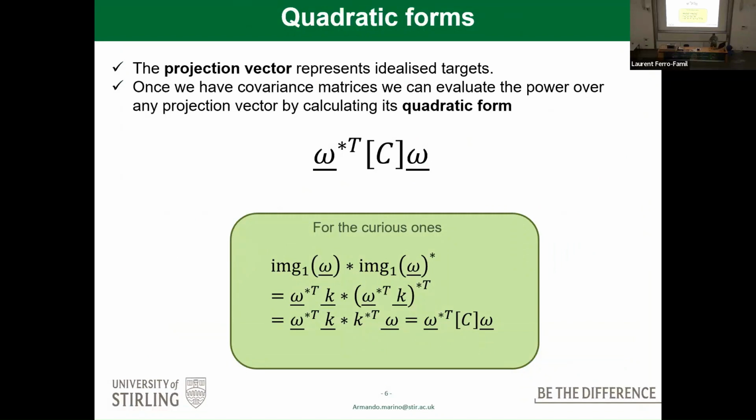The thing that may be helpful for this part of the practical is this fancy thing here, which is a quadratic form. So what you do, you take your covariance matrix and you multiply right and left by your projection vector. These magical things give you the intensity of that scattering mechanism identified by the projection vector.